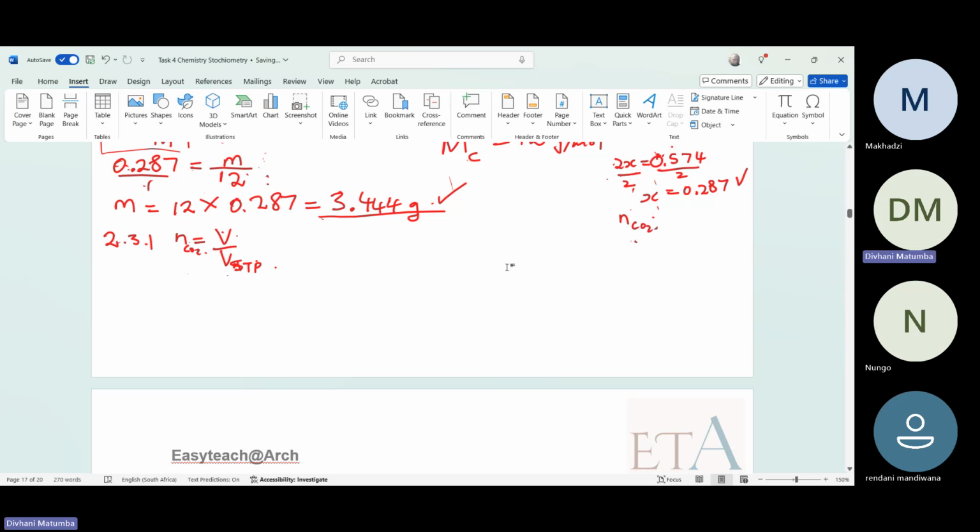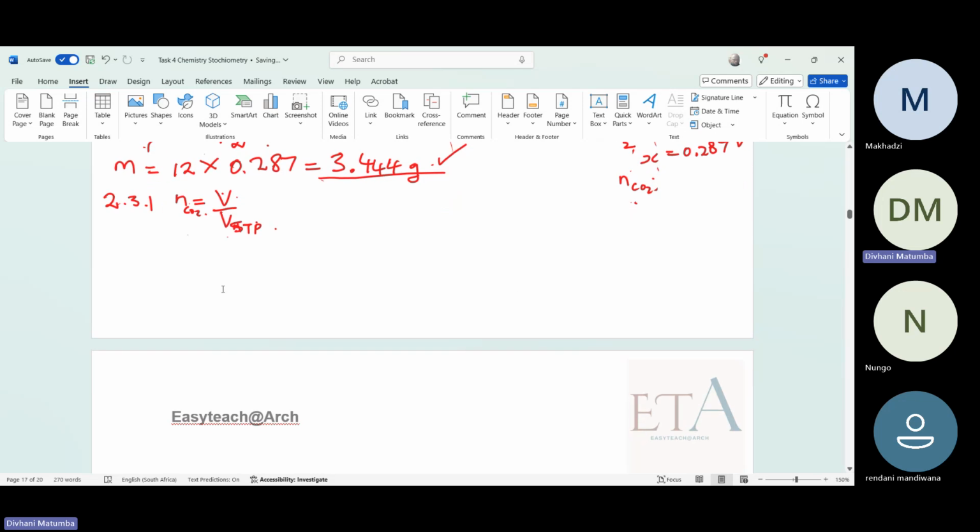Now from here, we're going to use the same number of moles of carbon dioxide we have calculated, which is 0.287. Makazi, is equal to what? Okay, I have substituted the number of moles of carbon dioxide. What should I substitute on V and VSTP? Sir, I know that V is the number of moles. Nungo, do you agree that V is the number of moles? No, sir. The V is the volume of gas.